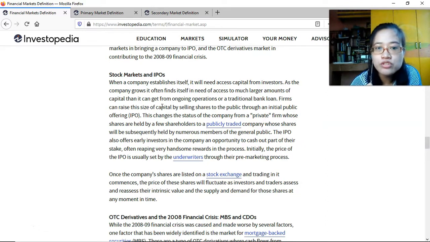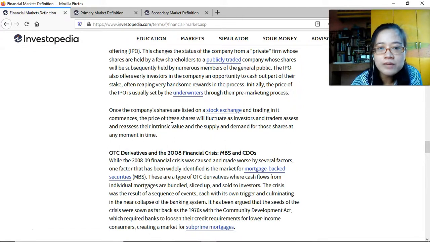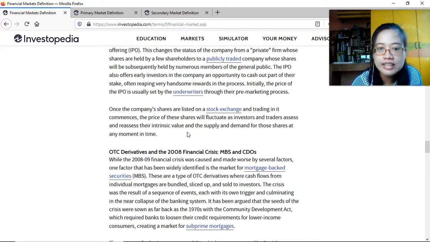The IPO also offers early investors in the company an opportunity to cash out part of their stake, often reaping very handsome rewards in the process. Initially, the price of the IPO is usually set by the underwriters through their pre-marketing process. Underwriters are investment houses, brokers, financial institutions also. Once the company shares are listed on a stock exchange and trading commences, the price of these shares will fluctuate as investors and traders assess and reassess their intrinsic value and the supply and demand for those shares at any moment in time. Okay?